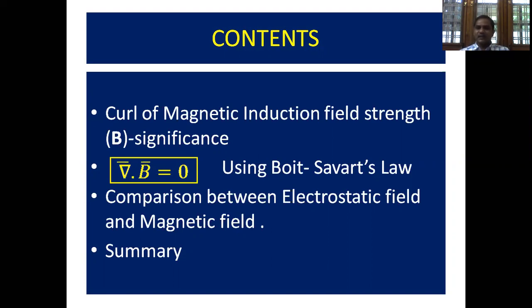Next, proving that del bar dot B bar equals 0 using Biot-Savart's law. Lastly, comparison between electrostatic field and magnetic field, and summary.